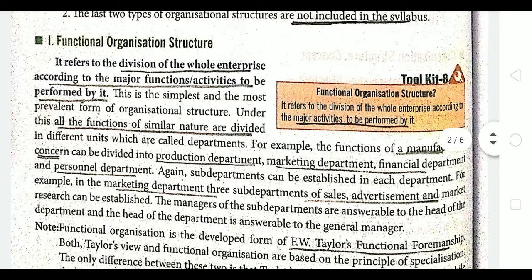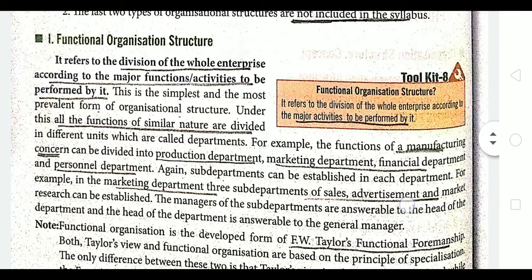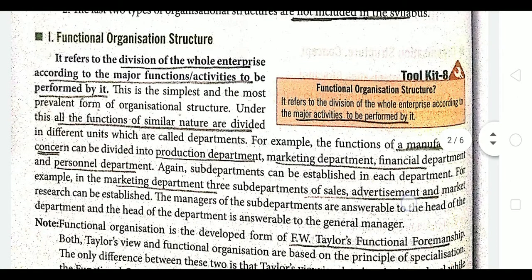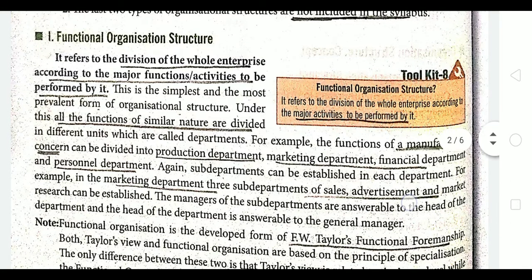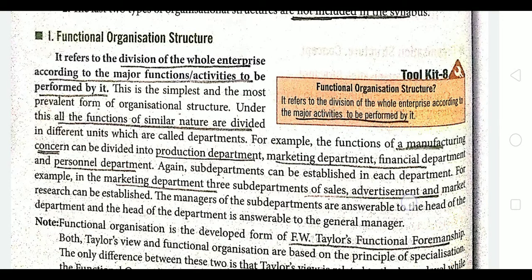Now coming to the first, functional organization structure. In the functional organization structure, when activities within an organization are grouped on the basis of major functions that are to be performed, and separate departments are created for each function, then we say a functional structure is created, right? Whenever we divide the activities according to major functions that are to be performed by the organization, we call that the organization is following the functional organizational structure.